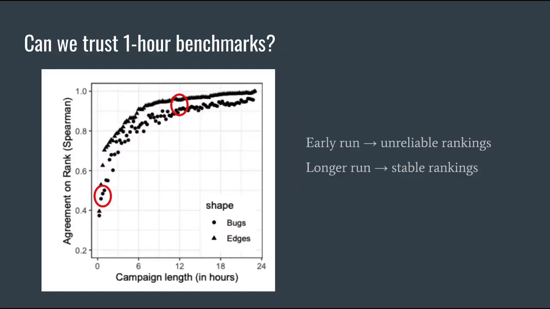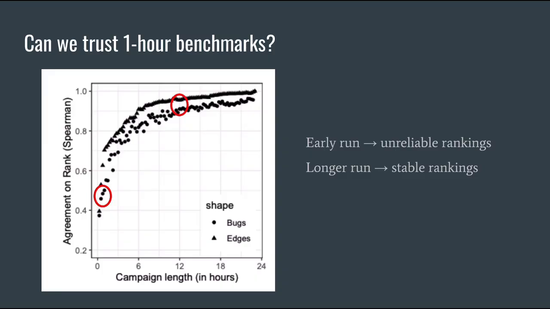So can we trust 1-hour benchmarks? RQ5 asks, how stable are rankings as you increase runtime? They compare rankings at earlier times to the ranking at 23 hours. And the result is that short runs can absolutely mislead you. So around 1 hour, the agreement with the 23-hour ranking is only moderate.